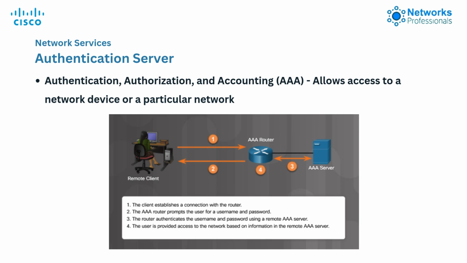Authentication verifies the identity of the user or device trying to access the network, e.g., through username and password. Authorization determines what the authenticated user is allowed to do or access within the network. Accounting tracks user activities such as login times, data usage, and commands executed for monitoring and auditing purposes.